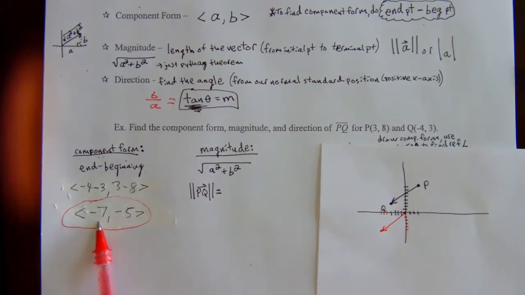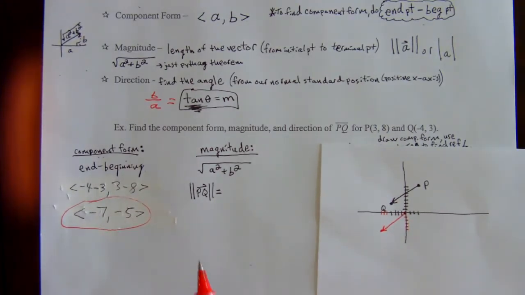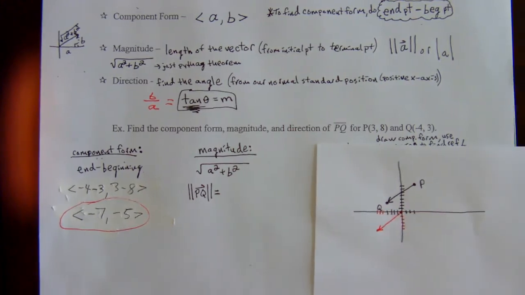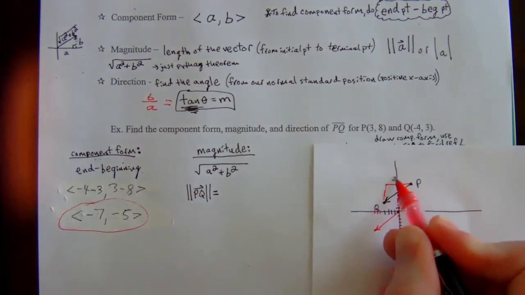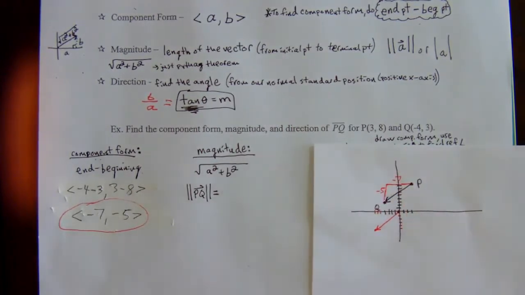because this is how far you're going to go horizontally. This is how far you're going to go vertically. What the component form always gives you are those horizontal and vertical components. It says we went to the left 7, and then we went down 5. So left 7 is -7, down 5 is -5.